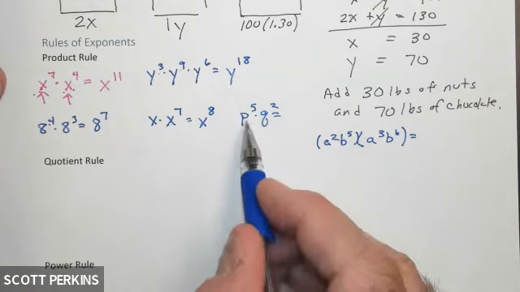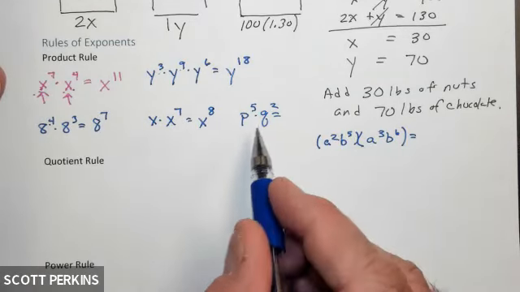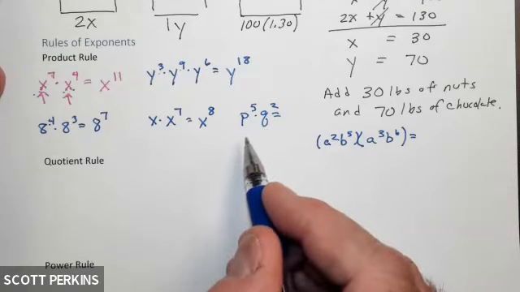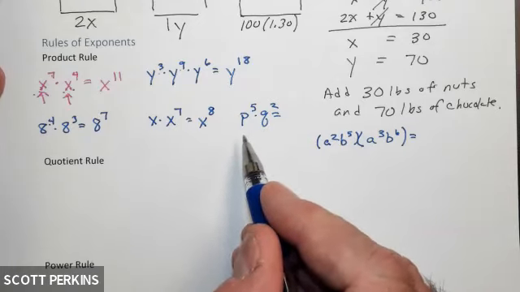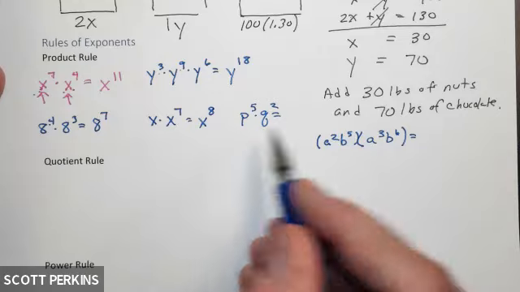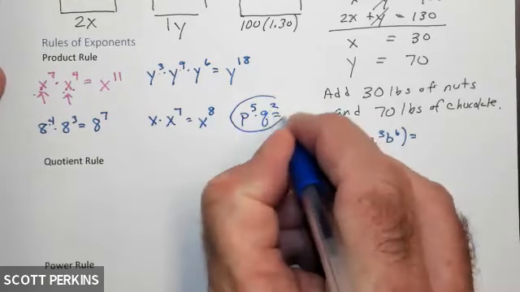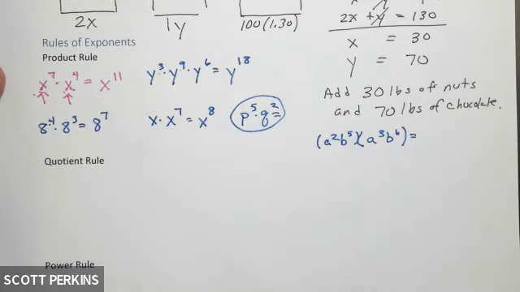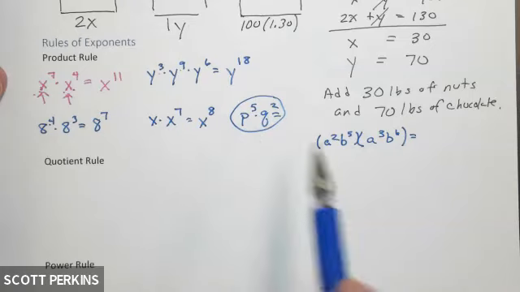The next problem, p to the 5th, q to the 2nd. Are the bases the same on this? Does the product rule apply? No, because the bases are not the same, there's nothing I can do. That is as simplified as I can make it. P to the 5th times q to the 2nd. Sorry if you got hung up on that one. I just want to make sure you're clear that for the product rule to apply, you have to have the same base. Don't oversimplify and call that something to the 7th power, because it's not.